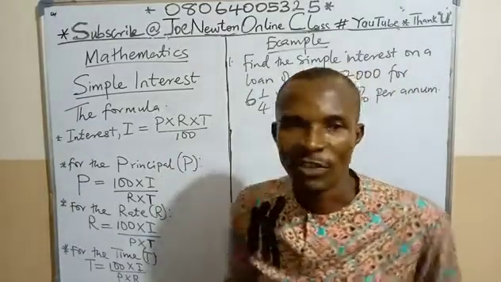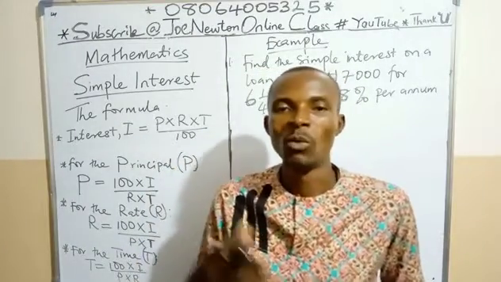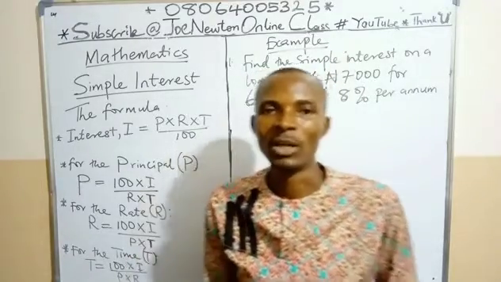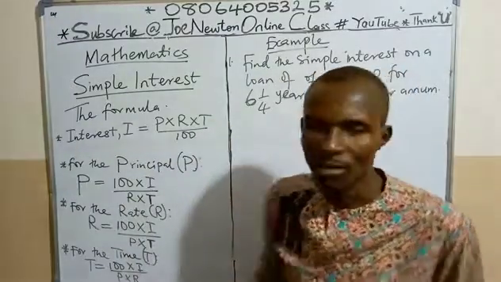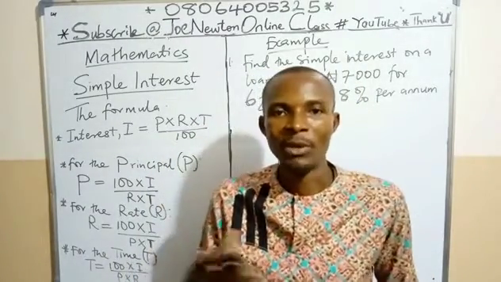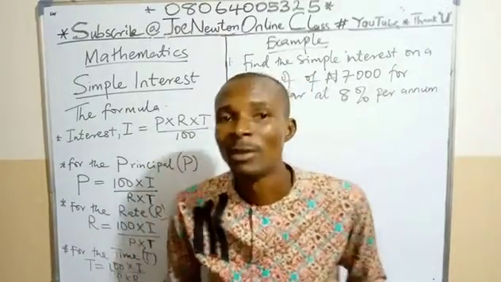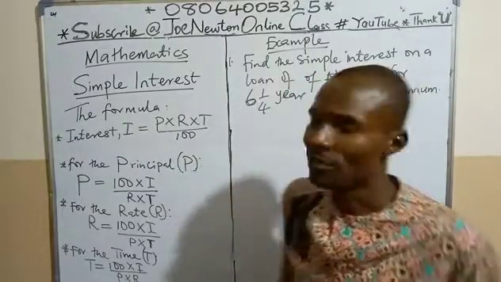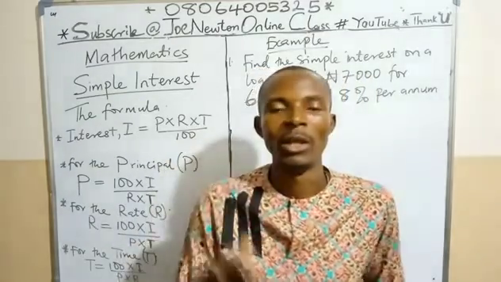Then the rate is the percentage proportion to the principal. It's always in percentage. It can be 2%, 3%, 5% as agreed, depending on the terms of that investment or lending. Time is simply the duration or the period that the money lasted in that transaction. It can be in years, months, or possibly even weeks. That is T. Then this 100 here is a constant, because the rate in percentage is a proportion of 100.